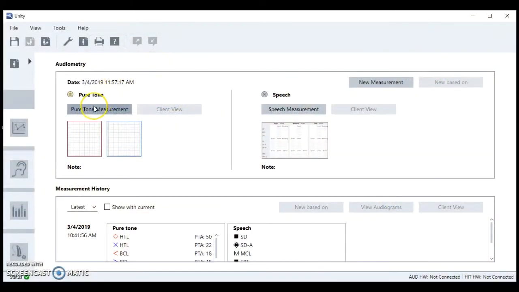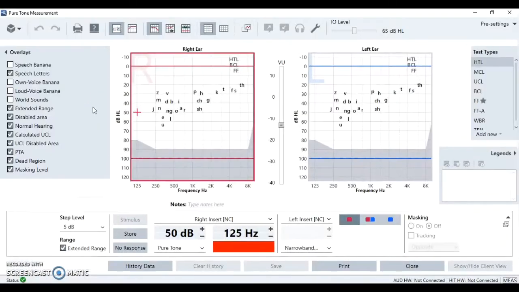Okay, the first thing we do is start with a pure tone test, where we're testing the ability to hear different tones. Across the top, we have tones. We go from low to high, and then on the side we have the volume. We go from soft sounds to loud as we go down.